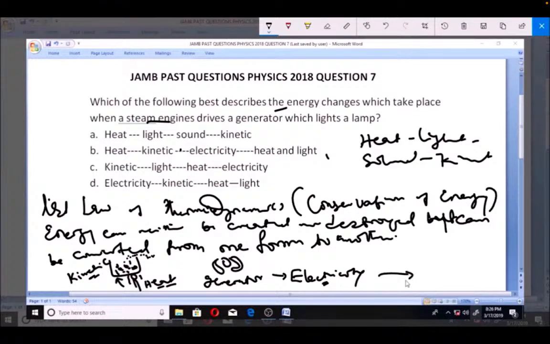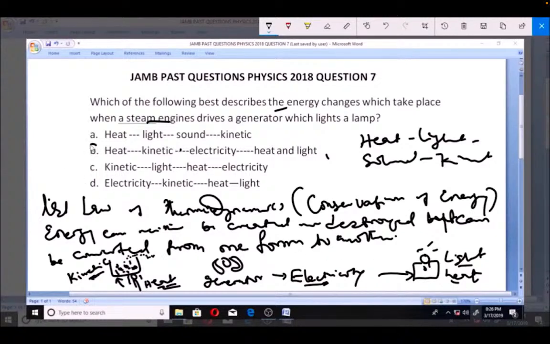Now what does this electricity do? If you have a lamp, like in your house, your electricity should be able to light up your lamp. And as it's lighting the lamp, when you touch the lamp, you will notice that there is heat in the lamp. So you see the motion here from heat to kinetic to electricity to light and heat.